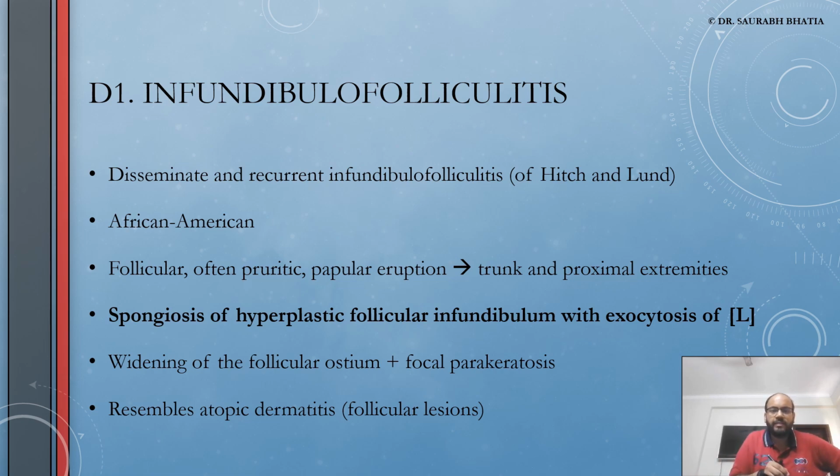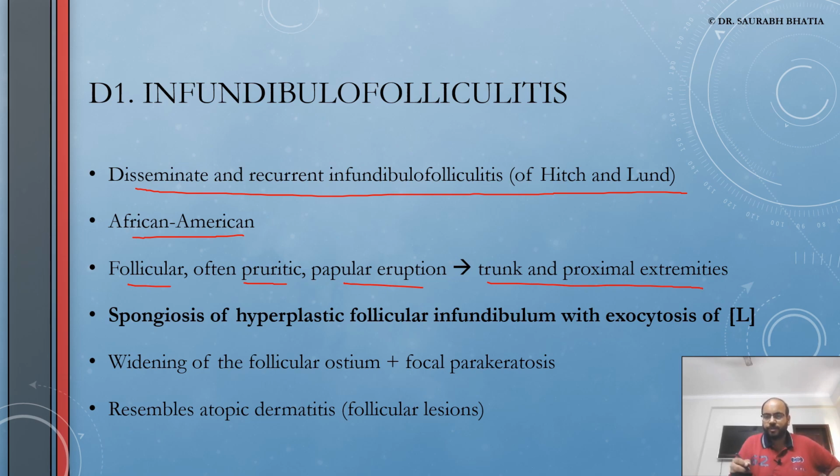So this may look a bit like miliarial spongiosis because you are not seeing the entire picture. But when you see the entire biopsy, you will realize that this focus of spongiosis is limited to the follicle. In fact, this area is a follicular plug. You will see only one area where the shaft is coming out. You will not see the multiple lumens that we were seeing of the acrosyringium.